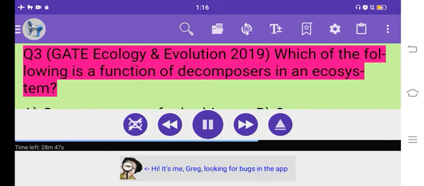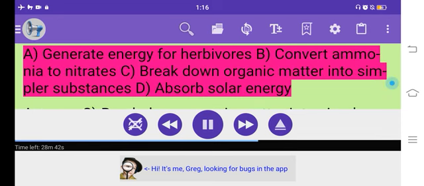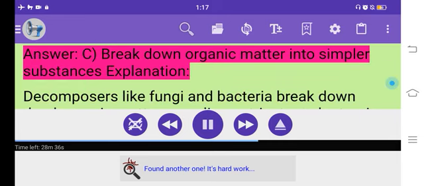3. GATE Ecology and Evolution 2019. Which of the following is a function of decomposers in an ecosystem? A. Generate energy for herbivores. B. Convert ammonia to nitrates. C. Break down organic matter into simpler substances. D. Absorb solar energy. Answer: C.